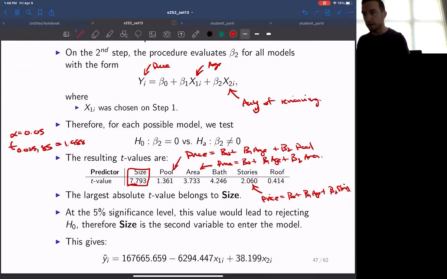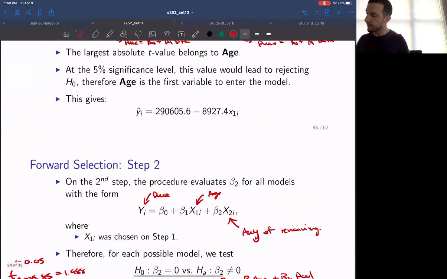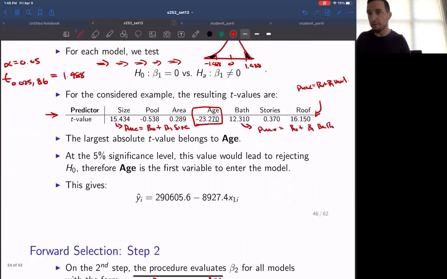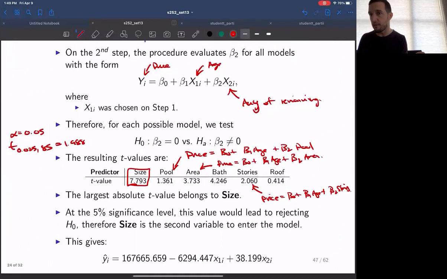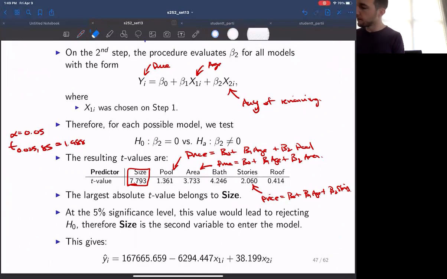And notice, compare the T values here to what was given on the previous page. Even if we just look at size, it was 15.43 when nothing was in the model. Now that age is in the model, size is at 7.793. And pool has actually gone up to 1.361. So in this case, size is going to reject, area is going to reject, bath is going to reject.